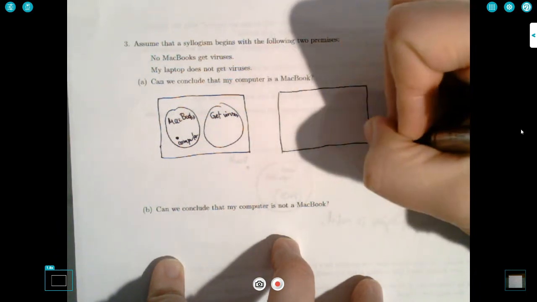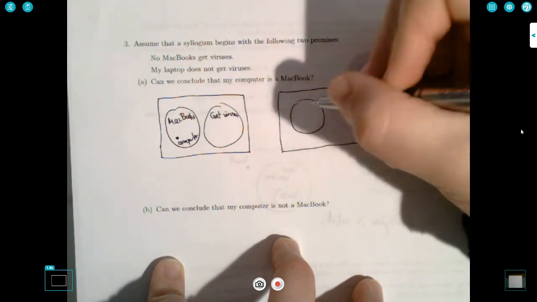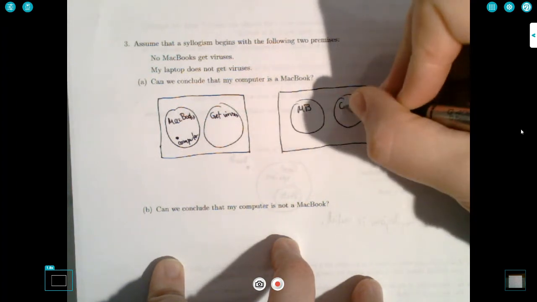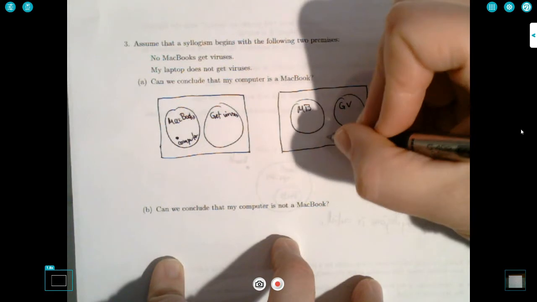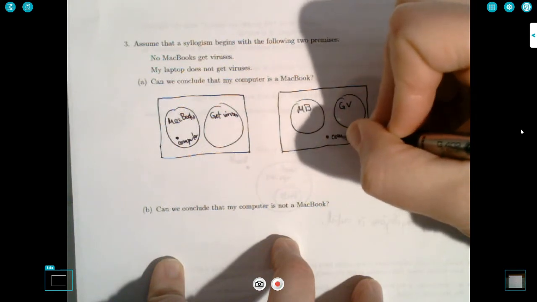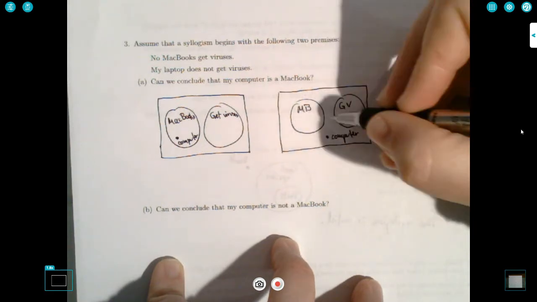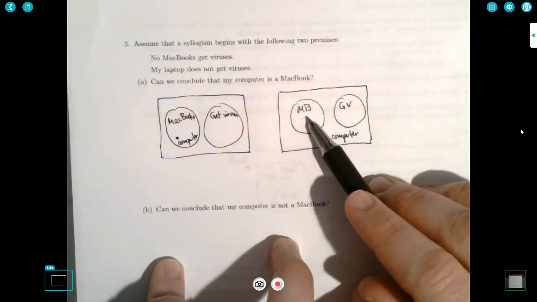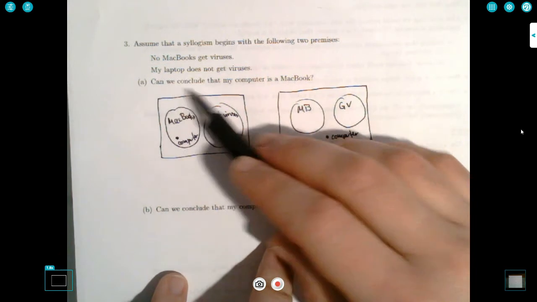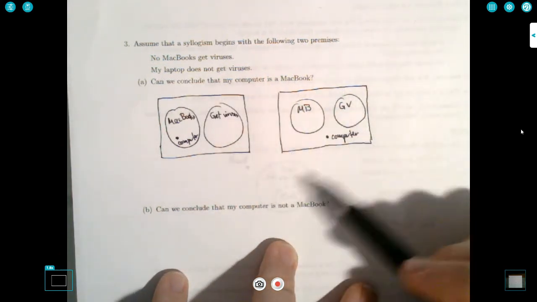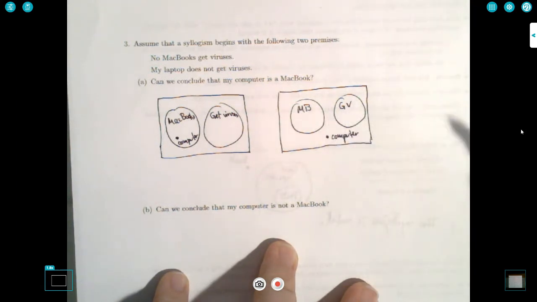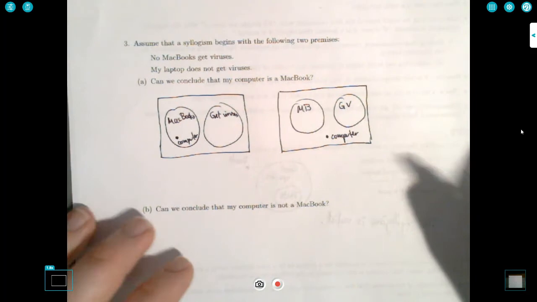But you could also draw it this way, right? Here's the circle for MacBooks. Here's the circle for things that get viruses. And here's my computer. Maybe it's not in either of these circles. It's not something that gets a virus, but it's also not a MacBook. So the question, can we conclude that my computer is a MacBook? No, because this is also a possibility. Your computer could be something other than a MacBook that also doesn't get viruses. So the answer is no.